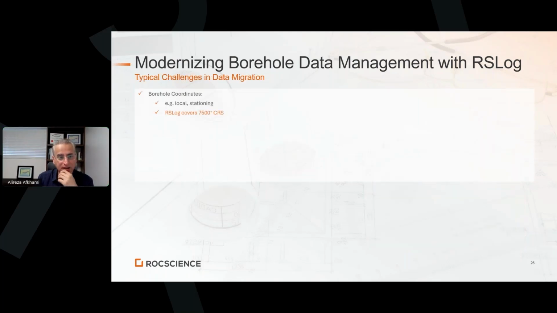Typical challenges in data migration. One is borehole coordinates. Almost everybody has this problem: the coordinates could be in a local coordinate system, or there may be absolutely no coordinates, or just stationing. Again, no easting, northing, no latitude, longitude. If you have any type of coordinate, we cover that and we put it on the map. But if it's in stationing or lacks any coordinate system, there is no way to bring it.